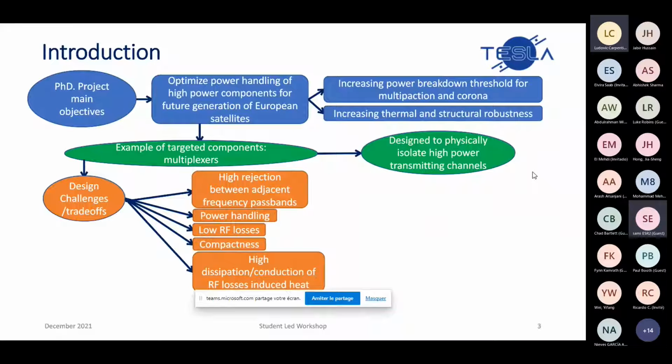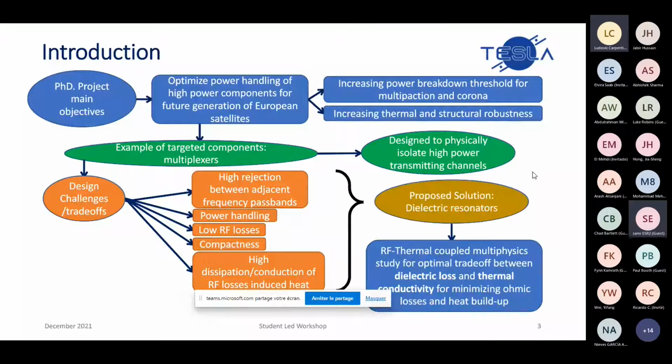Those types of components have a lot of challenges and trade-offs, such as respecting a very high rejection between adjacent frequency passbands, having low RF losses, being compact, and of course having high dissipation and conduction of RF loss induced heat. One of the solutions proposed in the literature, and also in the industry actually, to solve this kind of problem is to use dielectric resonator filters.